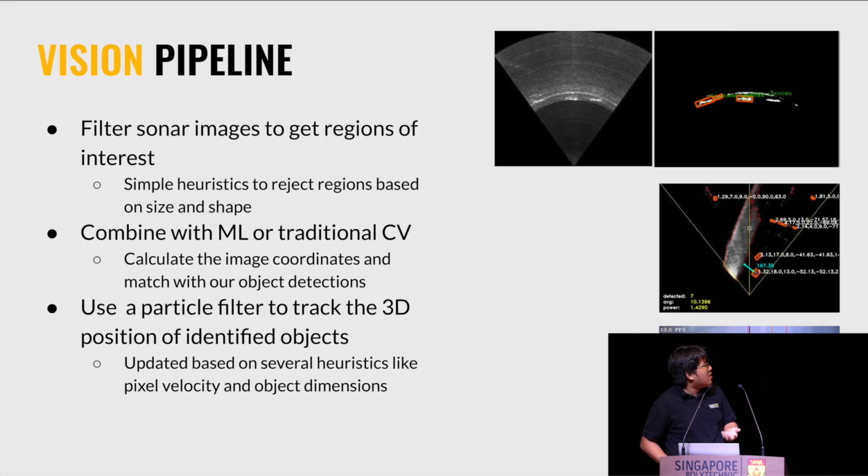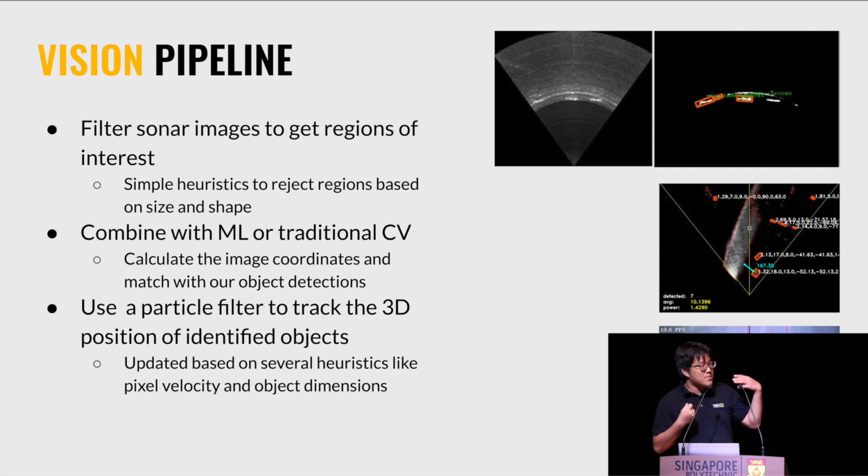And now I'll talk a bit more about our vision pipeline. For our vision pipeline, we fuse our sonar, when it works, with our machine learning or traditional CV object detections. What we do is we filter sonar images to get regions of interest, and we use simple heuristics like the bounding box size and also the shape of these detections. And then after we get these regions of interest from the sonar images, we fuse them with our machine learning object detections or traditional CV object detections.